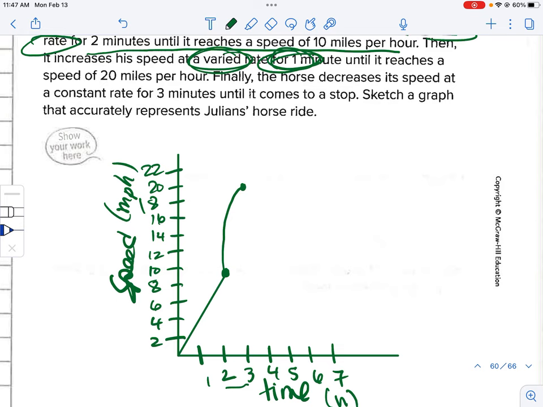Okay? And then it says, finally, the horse decreases its speed at a constant rate for 3 minutes. So we're at 3. We go 3 more minutes until it comes to a stop. And it's a constant rate. So we're going to come down here because he's going to stop. And there we have it.